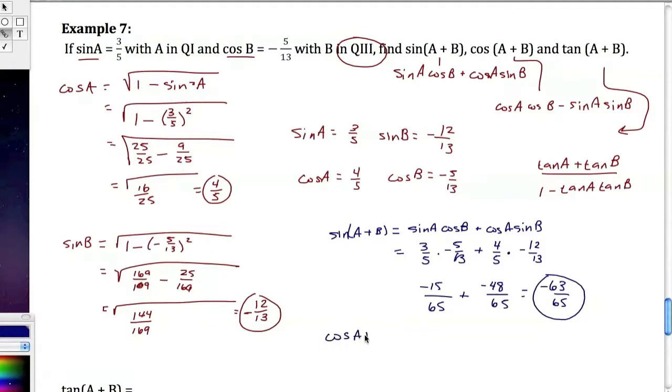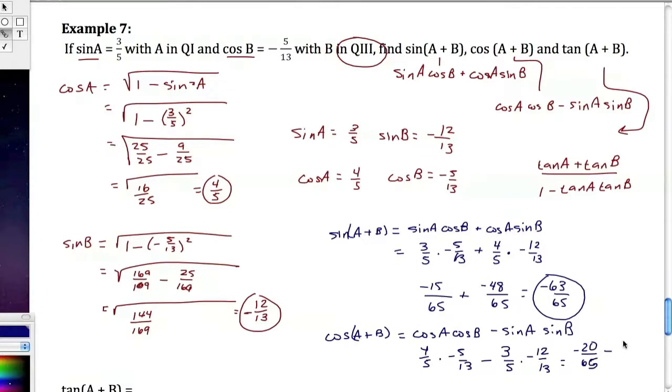Now, cosine of A plus B is equal to cosine of A times the cosine of B minus sine of A sine of B. So that's going to give me 4/5 times negative 5 over 13 minus sine of A, which is 3/5, times sine of B, which is negative 12 over 13, which is going to give me negative 20 over 65 minus negative 36 over 65.